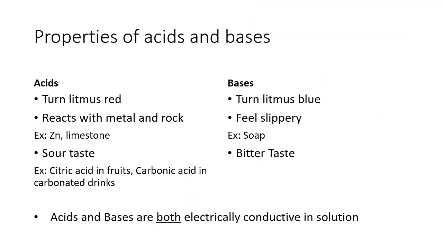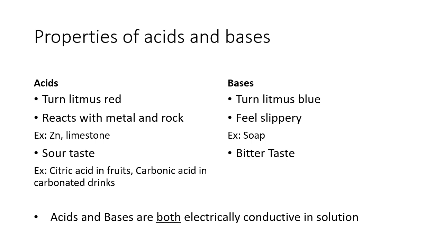Properties of acids and bases. Acids are going to be chemicals that will turn litmus red. They often react with metals and rocks. Examples of this would be zinc and limestone, which we talked about in the previous slide. Acids have a sour taste, which contributes to the flavor of fruits and carbonated drinks. Examples of this are citric acid in fruit and carbonic acid in sodas.